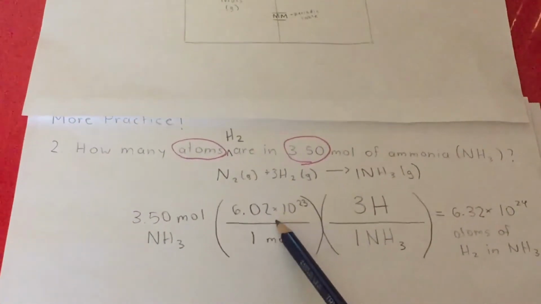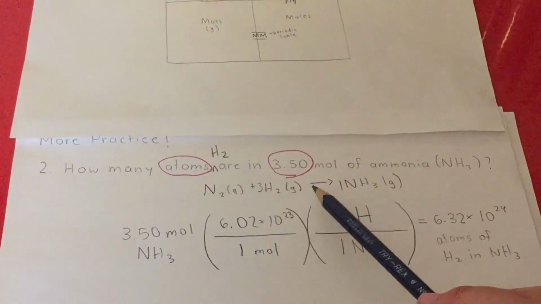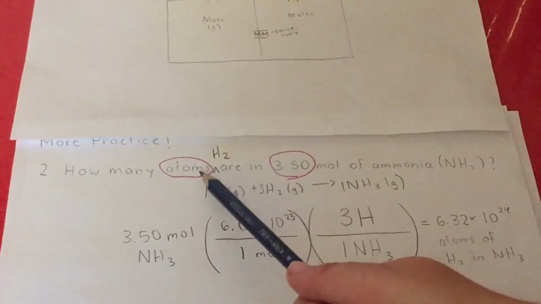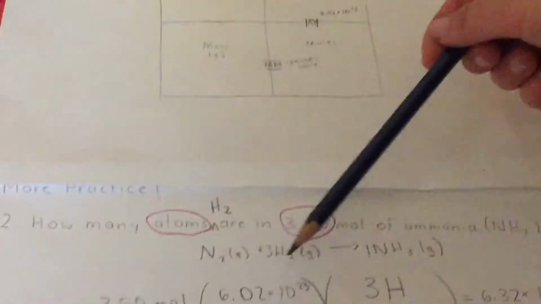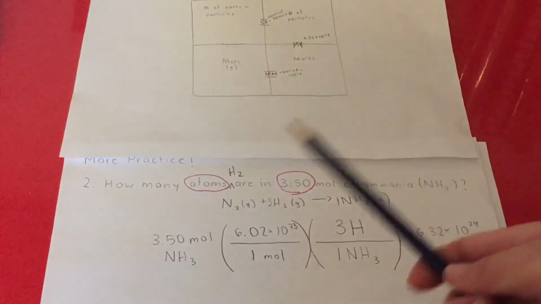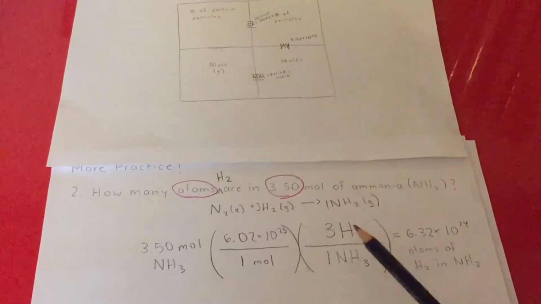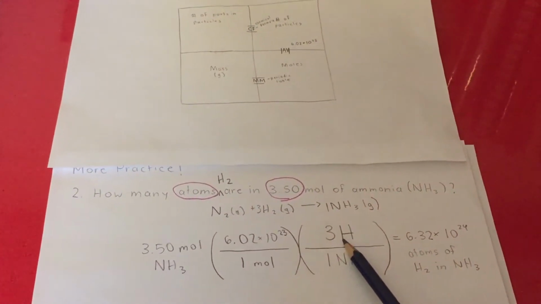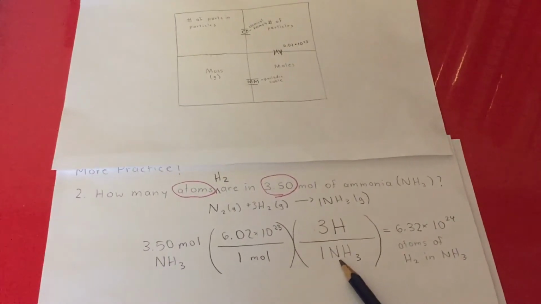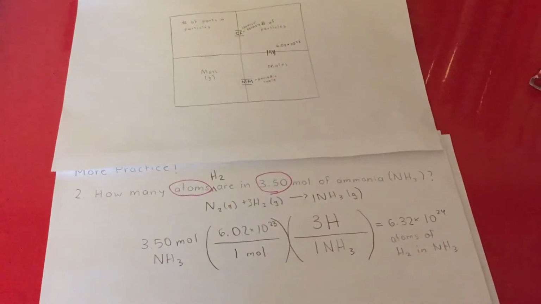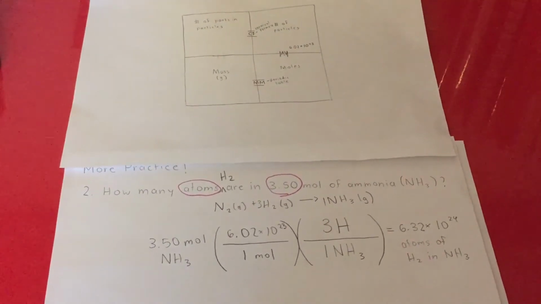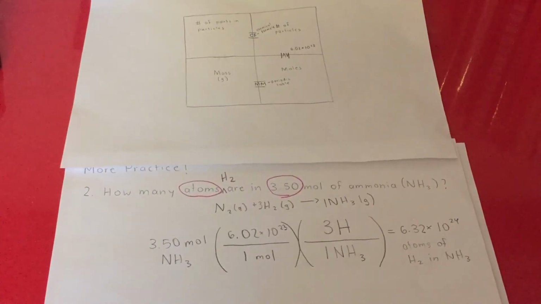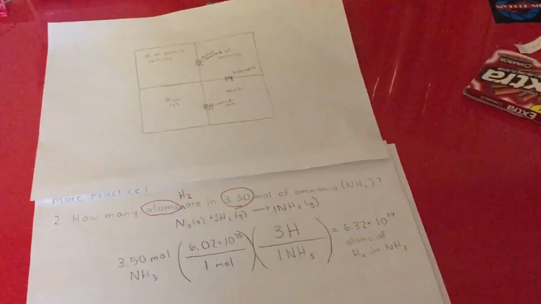So I put Avogadro's number, and here it gets a little different because now, since we're looking for how many atoms, we have to find the chemical formula. And we do that by writing out the balanced equation. And since we're trying to find atoms of hydrogen, we put 3 atoms of hydrogen up here, and then we put 1 NH3. And if you put this in your calculator, it's 3.5 moles times 6.02 times 10 to the 23rd times 3. And then you'll get 6.32 times 10 to the 24 atoms of H in NH3.